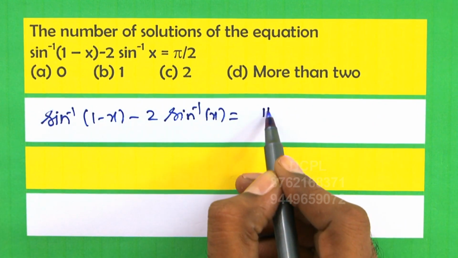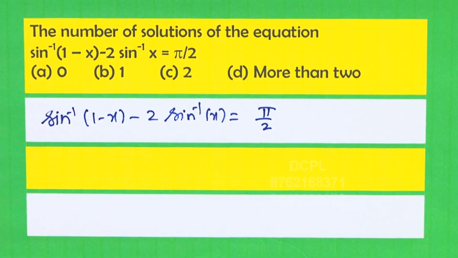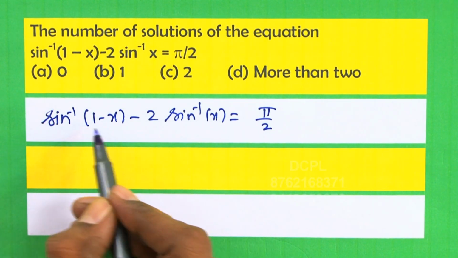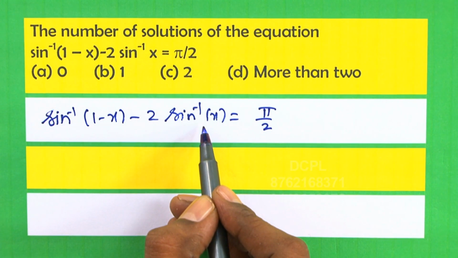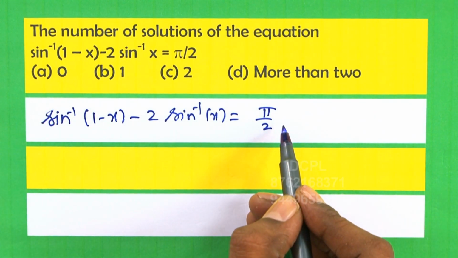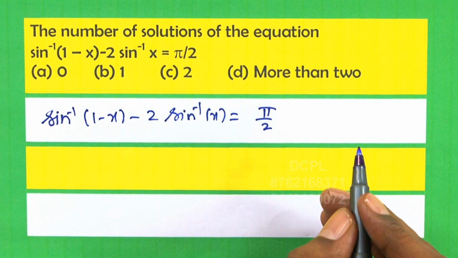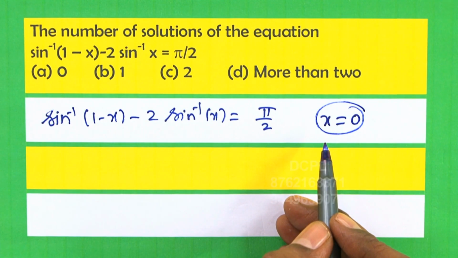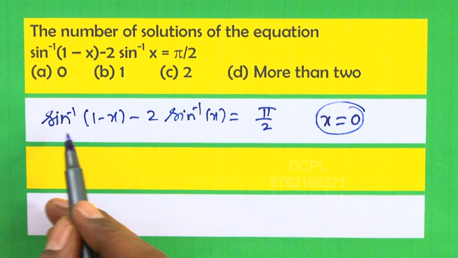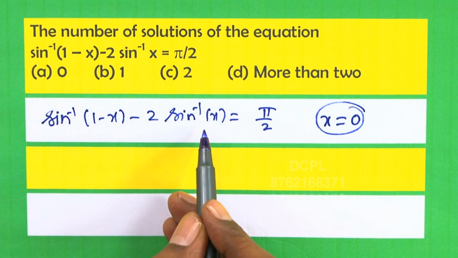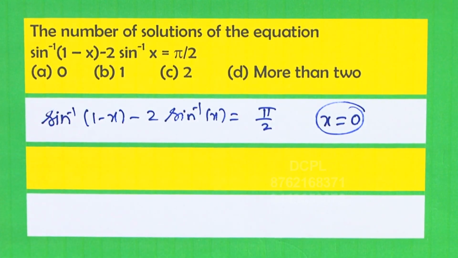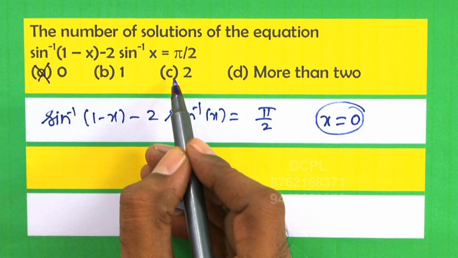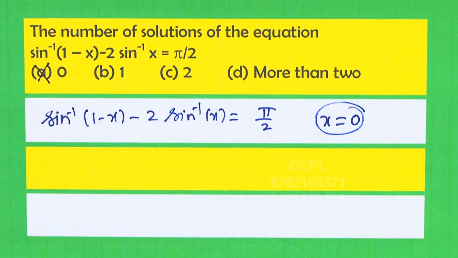By just observing this equation, anybody can see if x is 0, we will get sine inverse of 1 minus 2 times sine inverse of 0, that is equal to pi by 2. So, one possible solution is x is equal to 0. Do you agree with me? x is equal to 0 clearly satisfies it. So, that clearly says option A is ruled out. Either B should be correct or C should be correct or D must be correct.